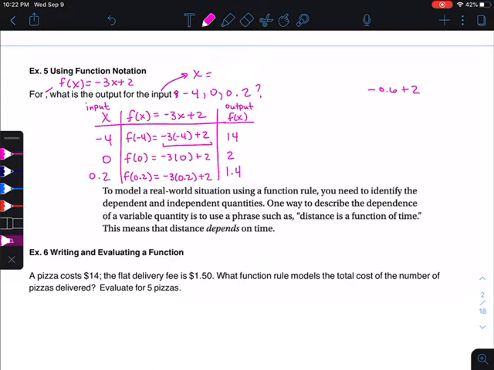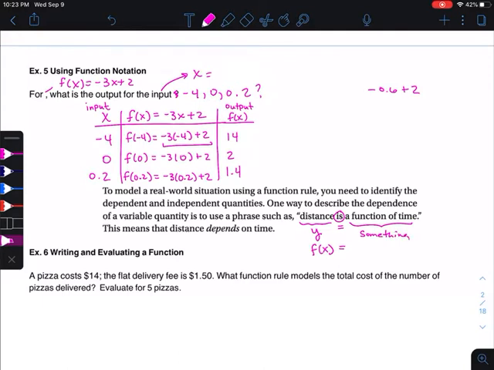So it says to model real-world situations using a function rule, you need to identify the dependent and independent quantities. It says one way to describe the dependence of a variable quantity is to use a phrase such as distance is a function of time. This means that distance depends on time. Anytime I break this down, especially the first time you would have seen this, the word is tells us we have equals. So in general, distance is going to be our output value or y value or an f of x value. Is means equals a function of time. That means something going on with our x.